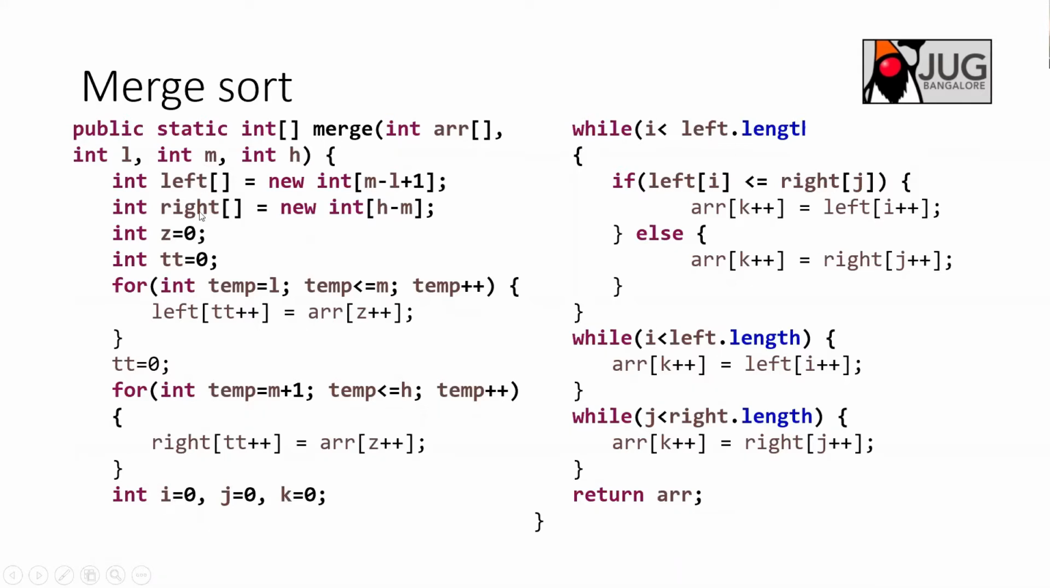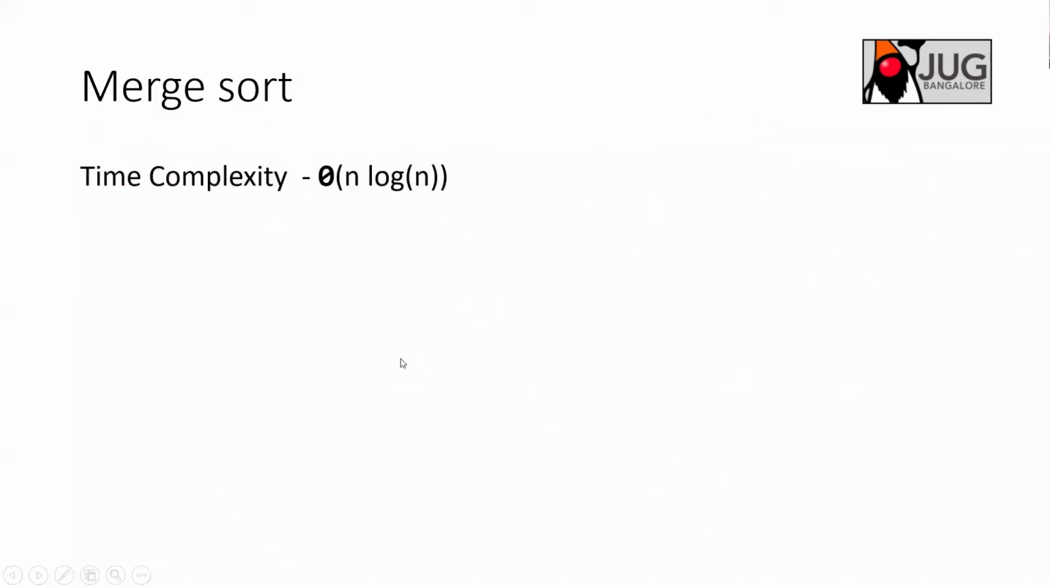So what you do is take two arrays, left and right, and in the left array you copy the elements from 0 to mid, and in the right subarray you copy the elements from mid plus 1 to high. The allocation of the length for the right is based on that. So by this time you will have the two subarrays divided.